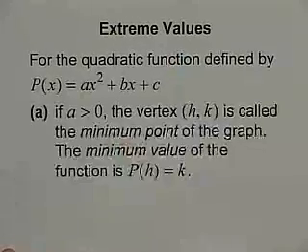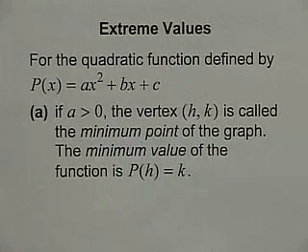Extreme values. For the quadratic function defined by p of x equals ax squared plus bx plus c, first, if a is greater than 0, the vertex (h, k) is called the minimum point of the graph, and the minimum value of the function is given by p of h, which equals k.